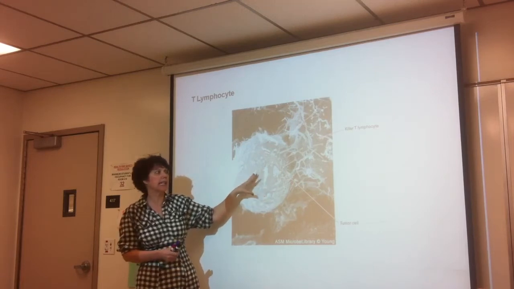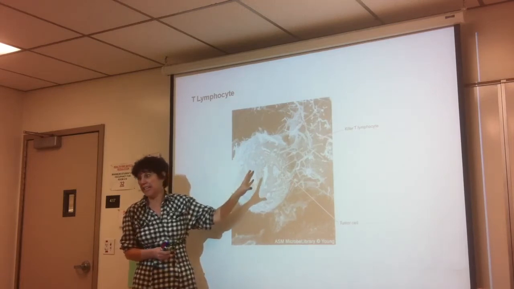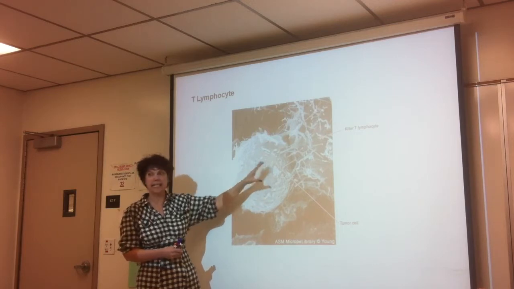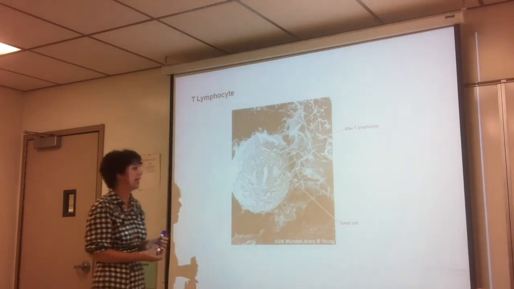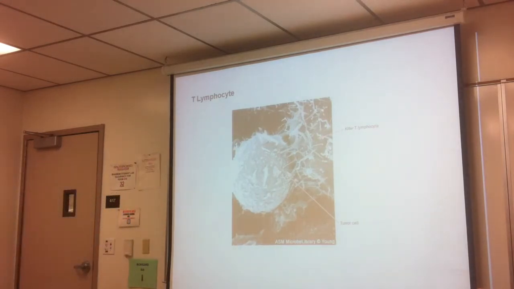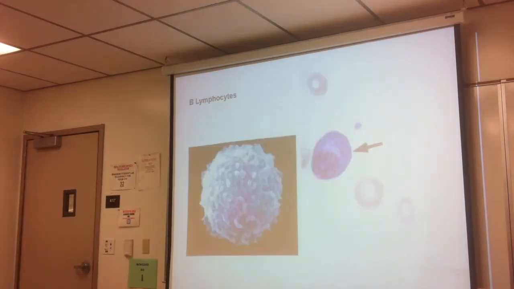So T killer lymphocytes do not make antibodies. They will release chemicals, and there's a direct binding between the cell that they're attacking and the T cell itself. B lymphocytes, again, as a lymphocyte in the blood, you cannot tell the difference between the T and the B, just that it's a lymphocyte.